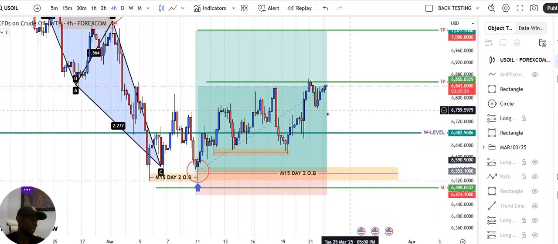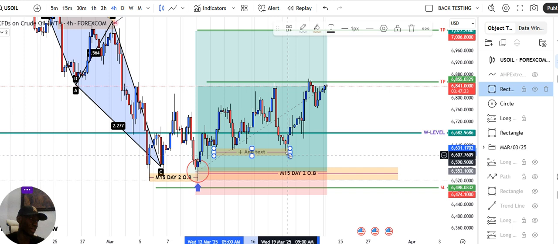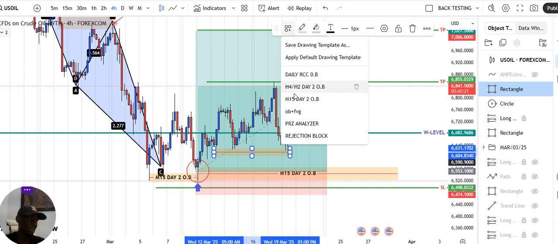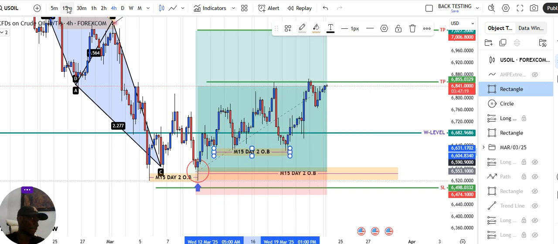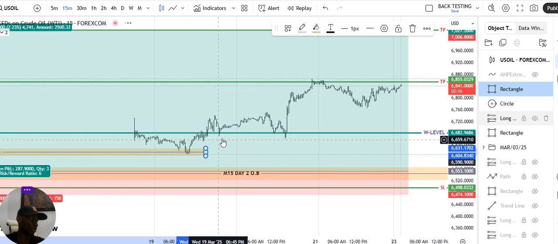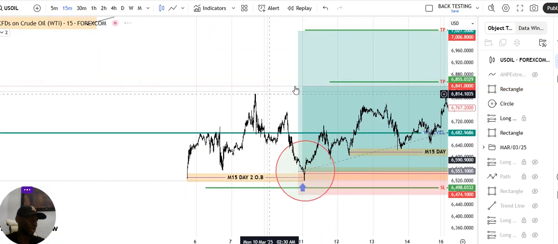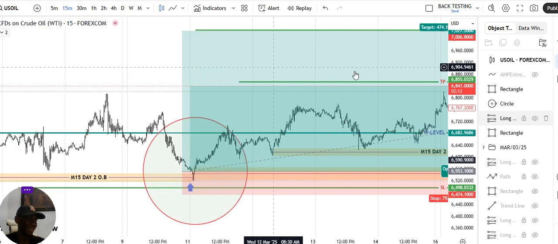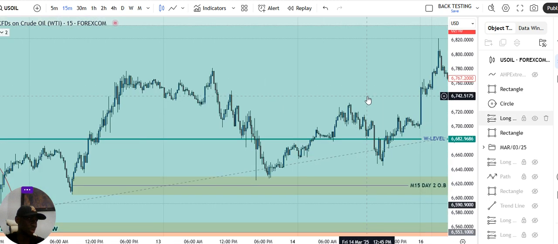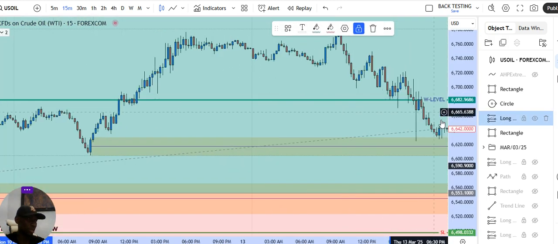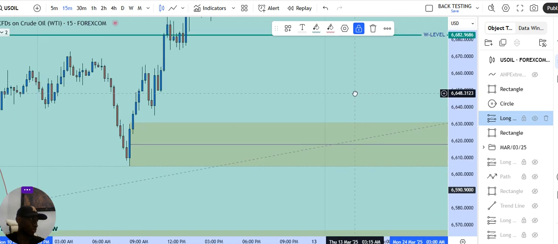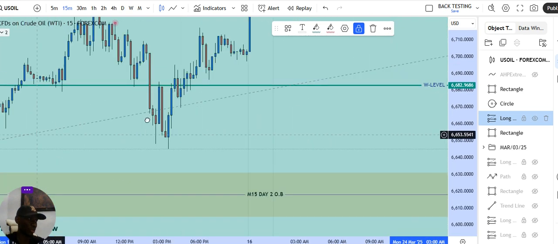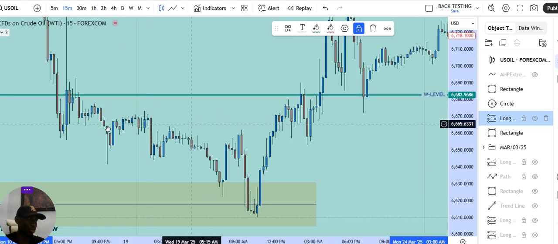So look out for re-entry, but right now I can't see any re-entry. The last re-entry is on this level. That was the last re-entry we had, on the 15 minutes time frame. So this 15 minutes order block was the last re-entry we had on this trade.